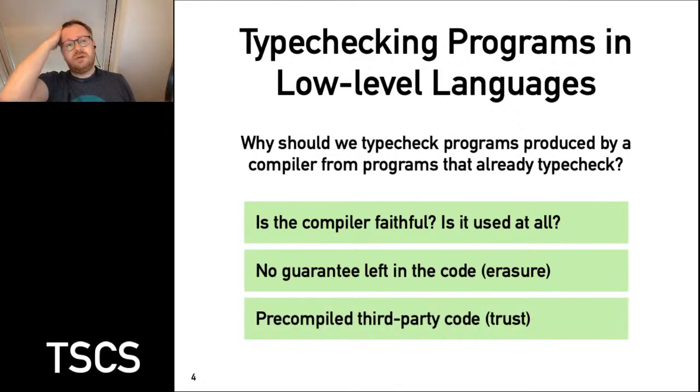And also, sometimes you have some precompiled third-party code that you trust inside of your applications. For instance, if you do C++ programming and you include some libraries, you probably don't include them by source, but you include them by binary, and then you would have no control over the type safety of this third-party code, of course.